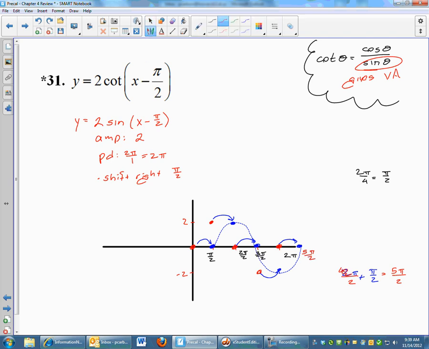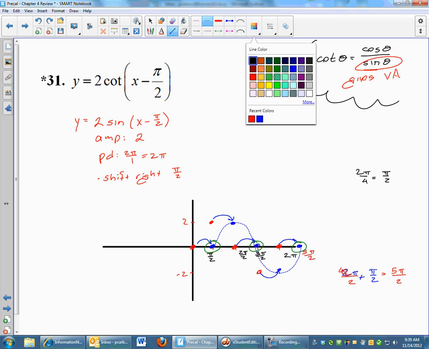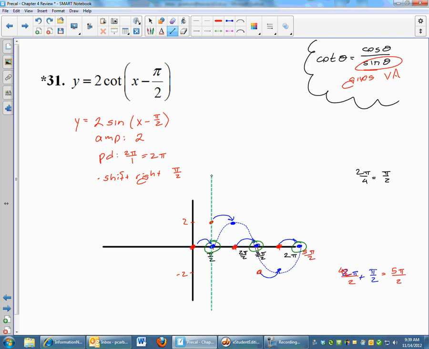And just like the secant and cosecant graphs, anywhere that sine hits my x-axis, that is going to be a vertical asymptote. So I'm going to drop vertical asymptotes at all of those coordinates where sine hits the x-axis. So let's drop vertical asymptote, vertical asymptote, vertical asymptote. There we go. And what you need to remember for cotangent, you don't graph the humps.